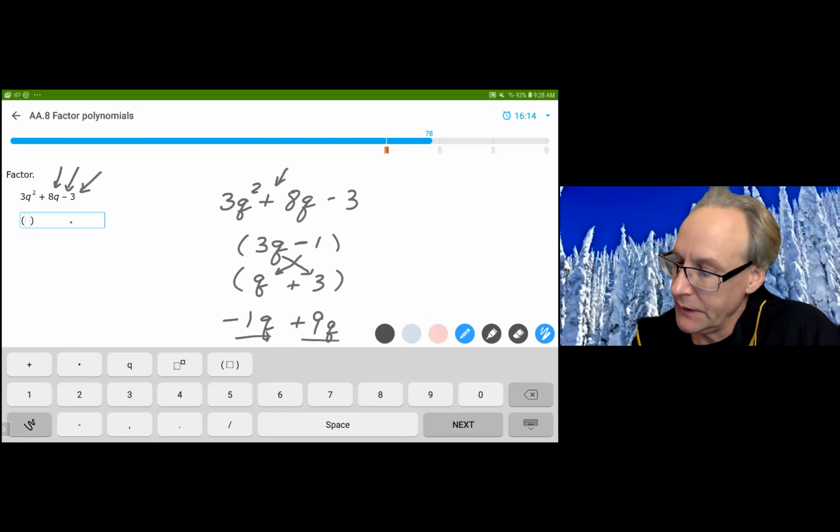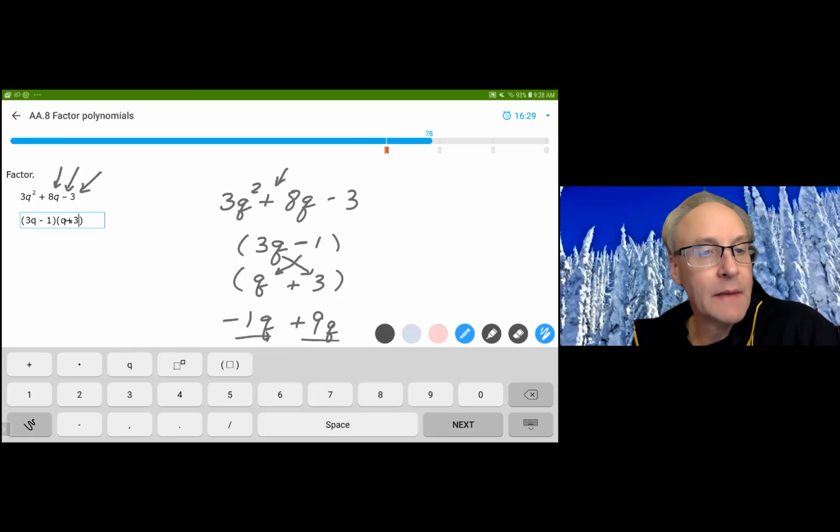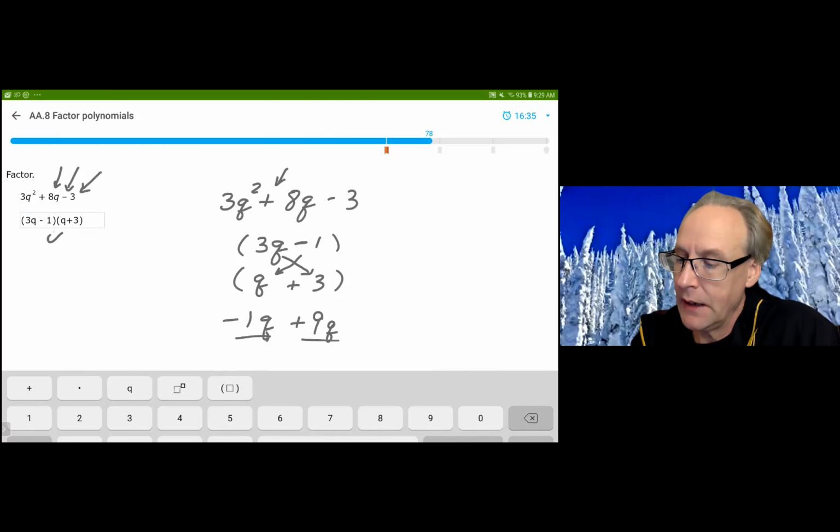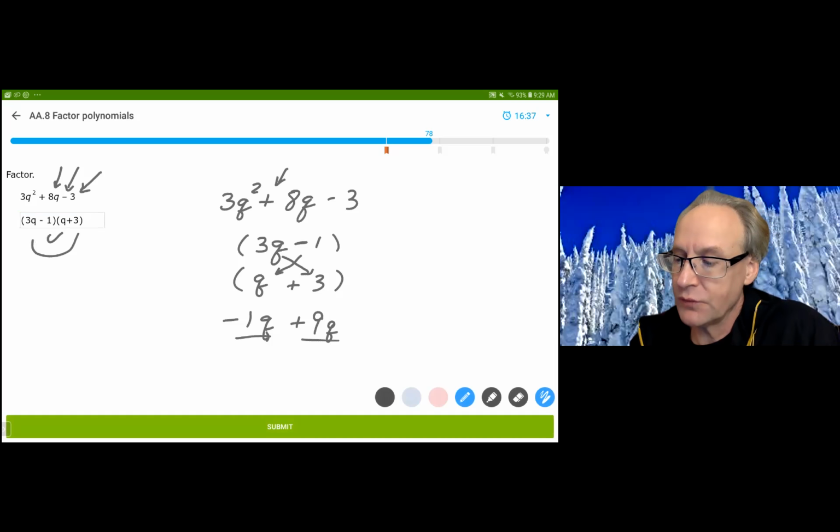I've got a 3Q minus 1. And I have a Q plus 3. There it is. And a good idea is right at the very end, I'll sometimes check my answer and say, is 9Q minus 1Q equal to 8Q? And sure enough, it is.